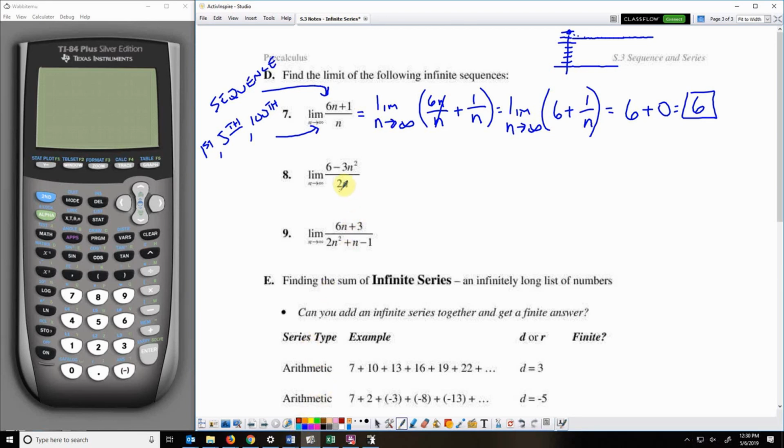Okay, our next one, once again, I've got one term in the denominator here, so I can split that. The limit as n approaches infinity of 6 over 2n minus 3n squared over 2n. So I can simplify that. 3n over 2.